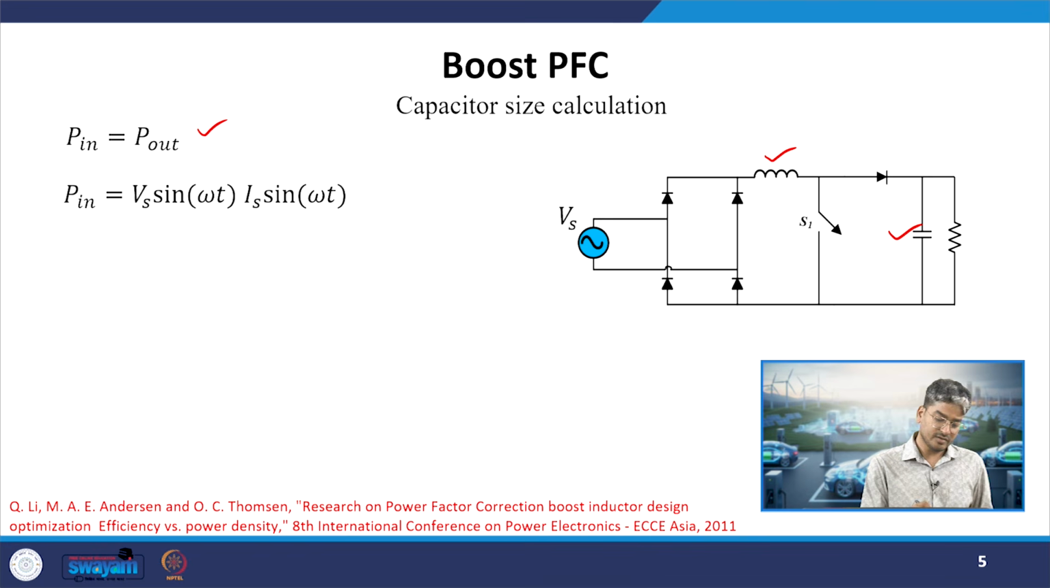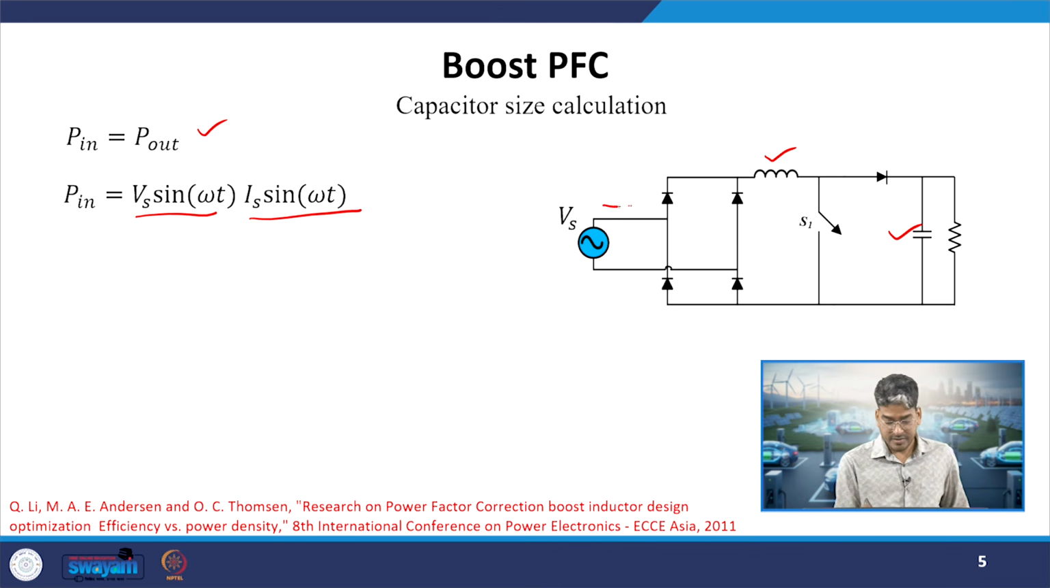So, P in will be equal to Vs into sin omega t. This is my input voltage, and this is my input current, assuming that the Boost PFC is operating and maintaining the unity power factor. So, we have not considered any cos phi term over here. We have perfect unity power factor, so the phase shift between the voltage and current is 0. My current will be Is into sin omega t. When I multiply them, I will be able to find the input power.